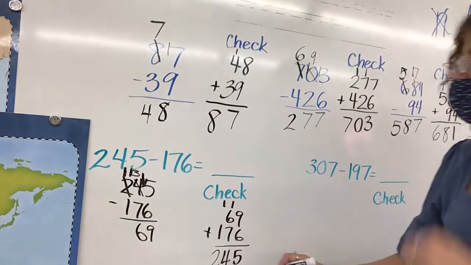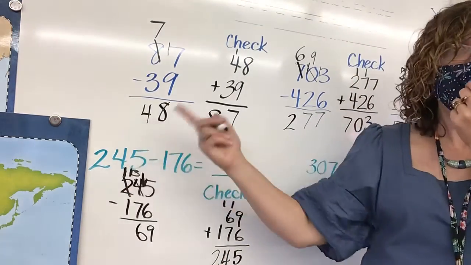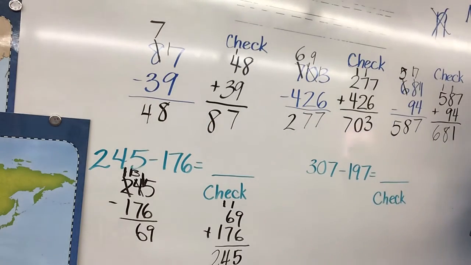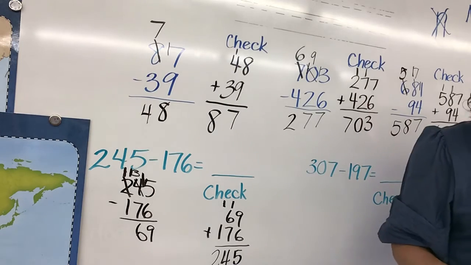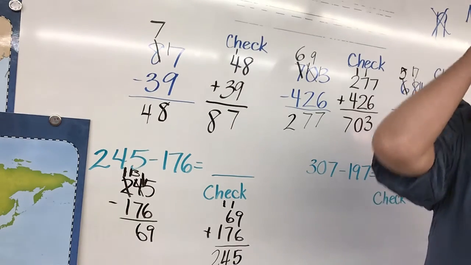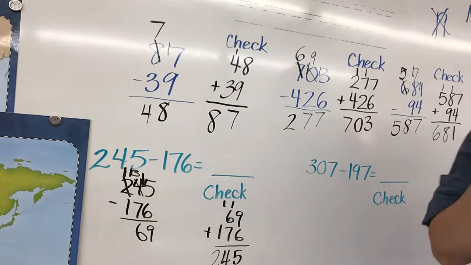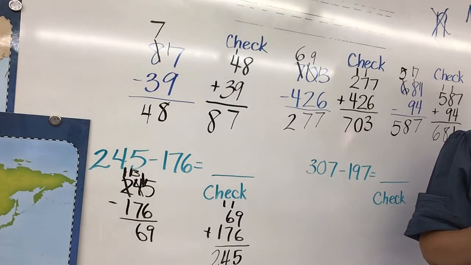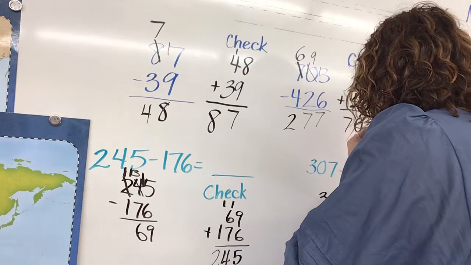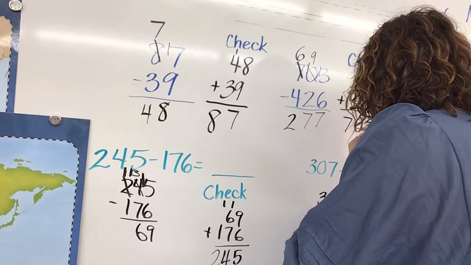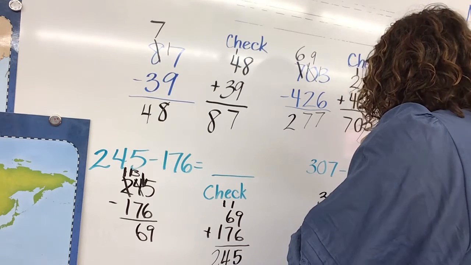And 245 was our minuend. So check again. All right. Our last problem that I'm going to do with you on the board is 307 minus 197. What do we have to do first? We're rewriting it down. So 307 minus 197.